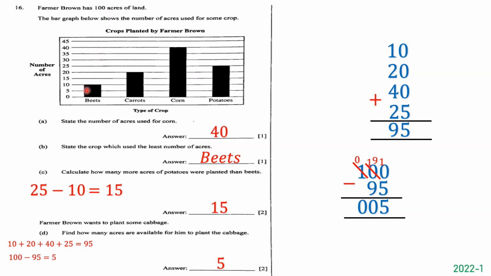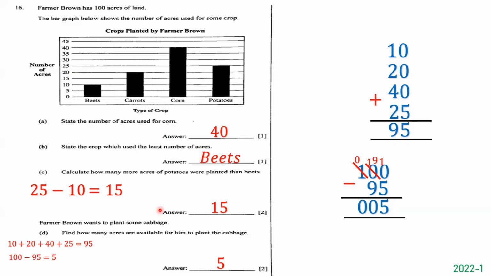So we have to add 10 acres, 20 acres, 40 acres, and then 25 acres. Again, 10 acres for the beets, 20 acres for the carrots, 40 acres for the corn, and 25 acres for the potatoes. We know that 0 plus 0 plus 0 plus 5 is definitely 5. And we know that 1 plus 2 is 3, 3 plus 4 is 7, 7 plus 2 is 9. So the answer is 95 acres. That's the amount of acres that has been used up already.